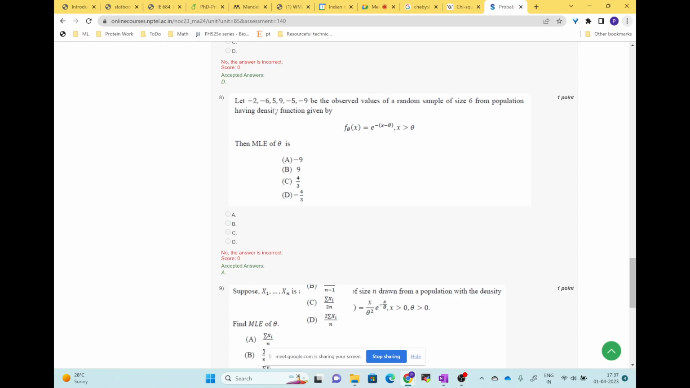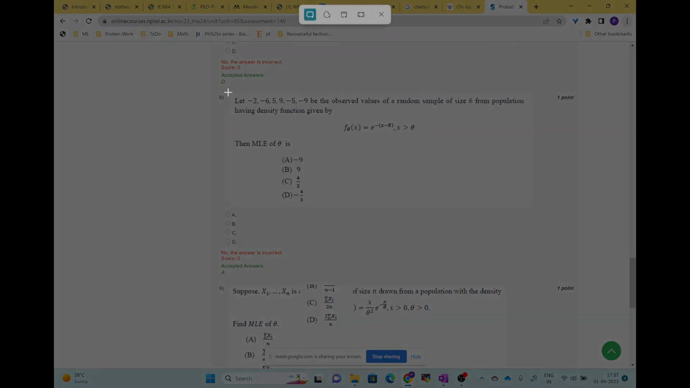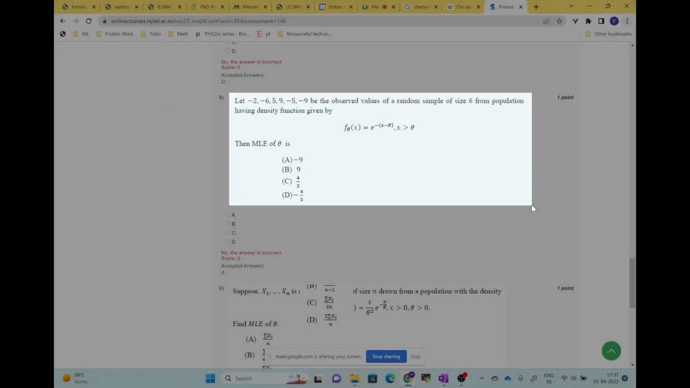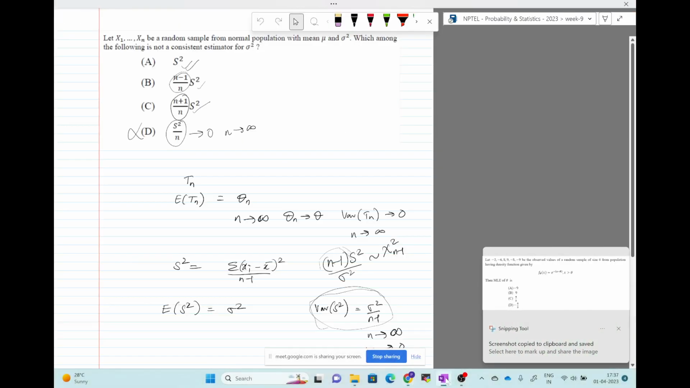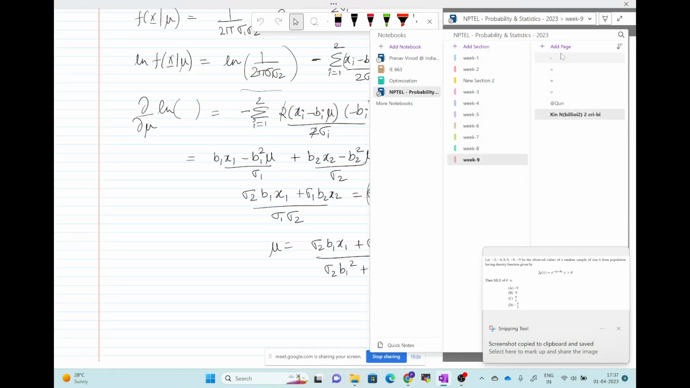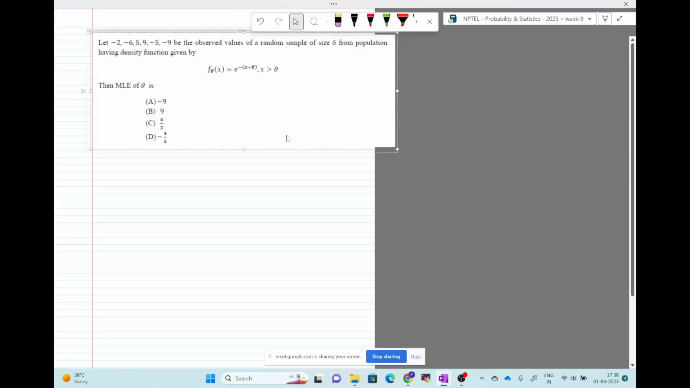Sir, please explain in the copy. Explain on a page. Yeah, I understand. Sir, can I try to explain what I understood? Yeah, sure. Okay, please.